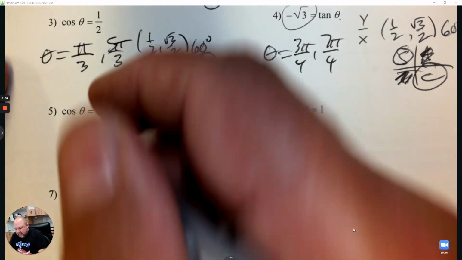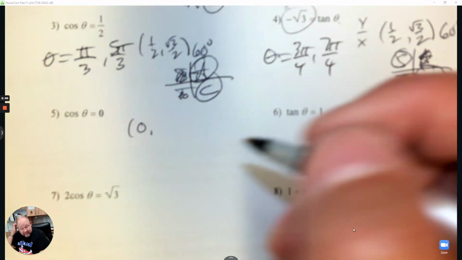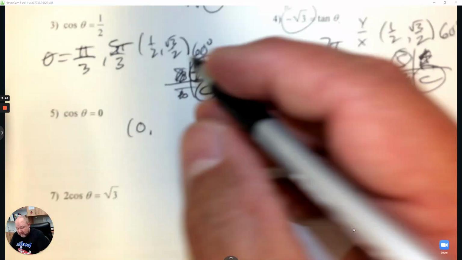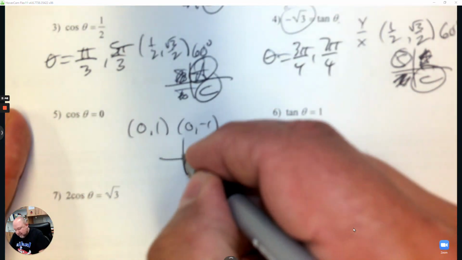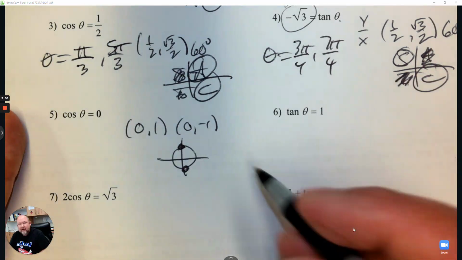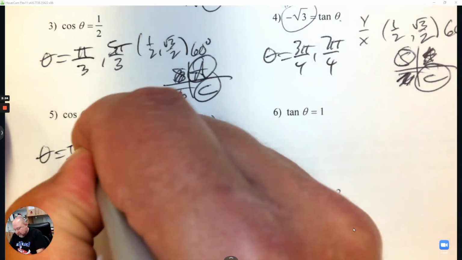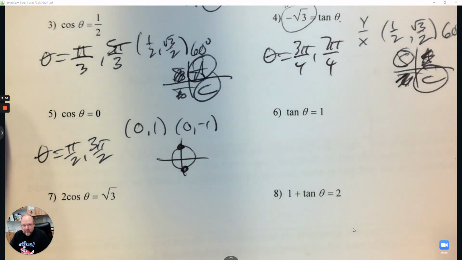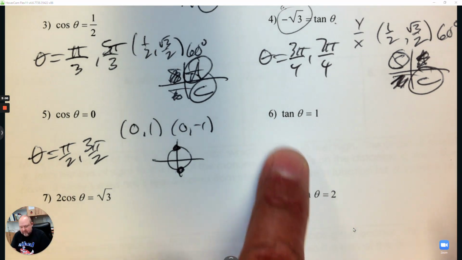Number 5, cosine theta is equal to 0. So what's the answer to that? So the x coordinate is 0. I'm not going to make the same mistake I made at number 2. There are two locations for this. It either could be this or it either could be that. So where is that on my unit circle? So 0, 1 and 0, negative 1. What are those two angles on the unit circle? So the answer is 1 pi over 2 and the other one is 3 pi over 2. Two locations.